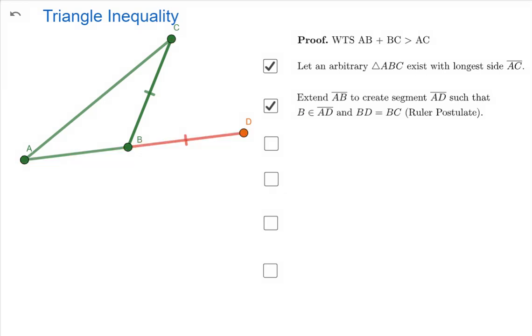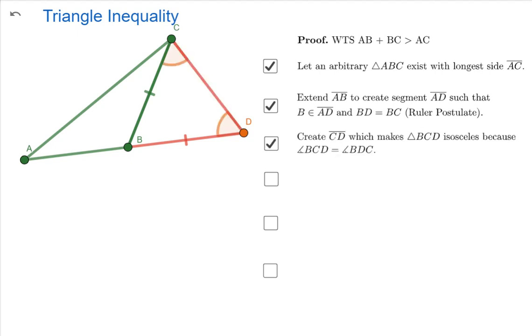Okay, and you can see that we're going to end up with an isosceles triangle here. And because it's isosceles, we will get that these angles are congruent. And you can see I didn't say congruent, I said the measure of the two angles is the same.